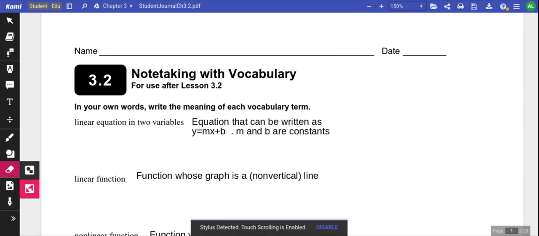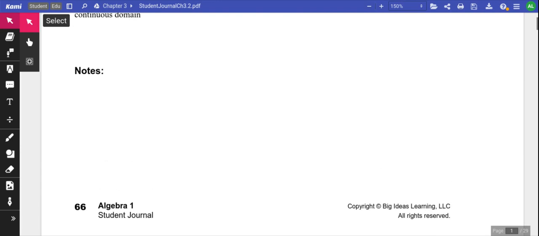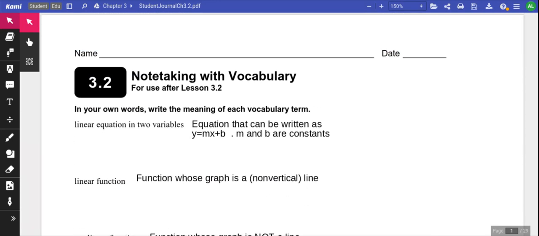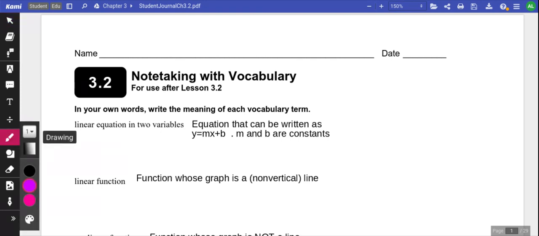Hello, everyone. So we've got 3.2 today. We are on page 66 in your student journal. Again, just as always, if you need to pause the video, do whatever you need to get the vocab down. If you want to give yourself a title for 3.2, we're talking about linear functions.